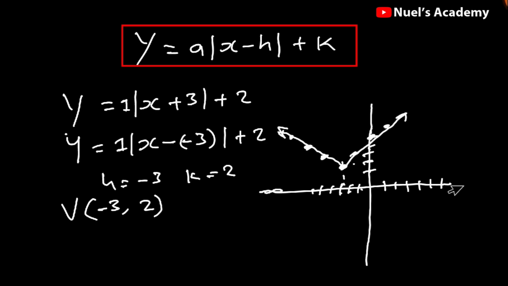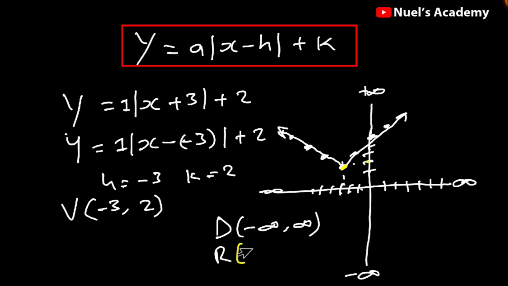We have negative infinity here, we have infinity. So the domain of this function is negative infinity to infinity. Then here, the range is going to be from this point upwards, and this point corresponds to a y value of 2. Remember that range are y numbers or y values. So here it is going to be 2 to infinity. So this is the domain and range of this function.